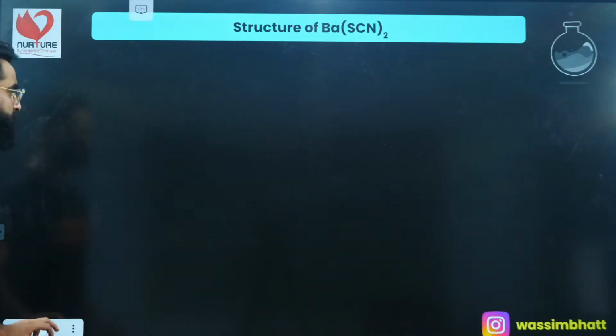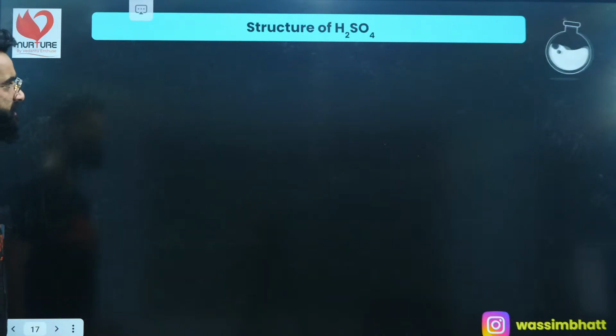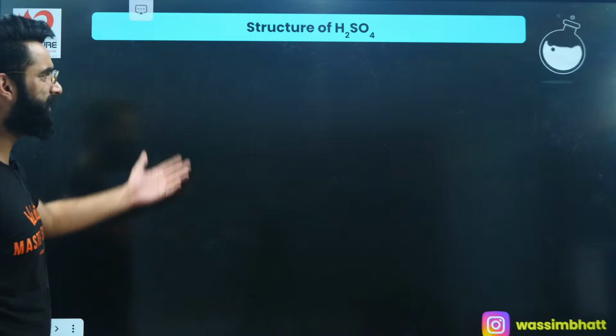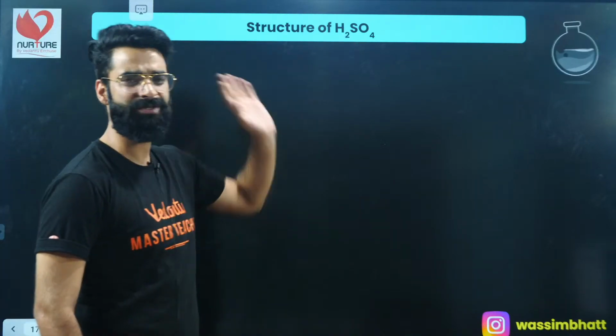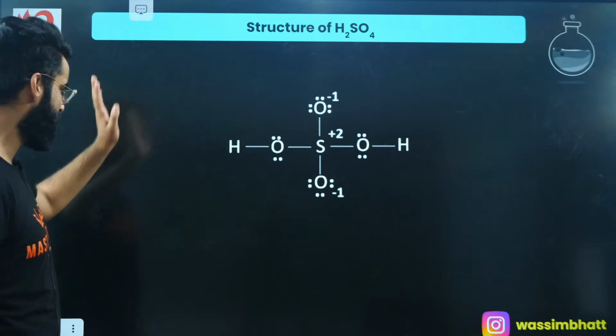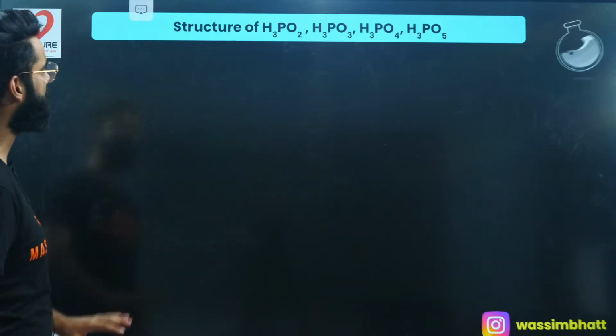Perfect, guys. So let's move on to a few more structures. This was about Ba(SCN)2. Now the structure of H2SO4 you all must be knowing, right? In case of H2SO4, sulfur is going to have the oxidation state of +6, right? This is something which I'm not going to show you exactly. This is your H2SO4. I'm not going to talk about this one.